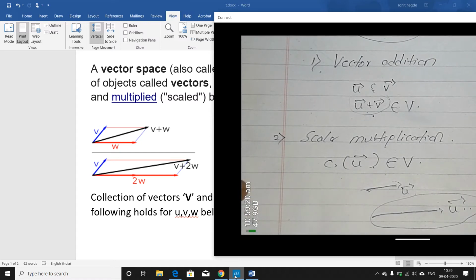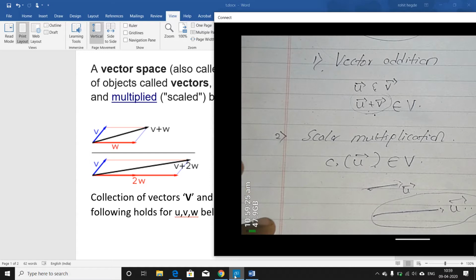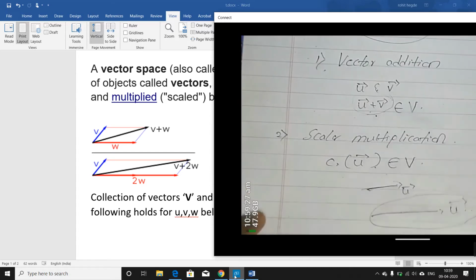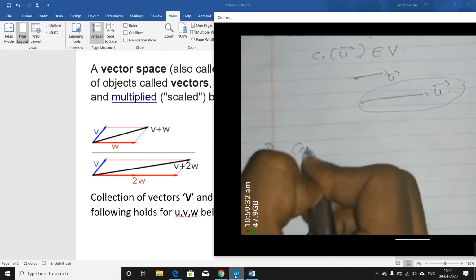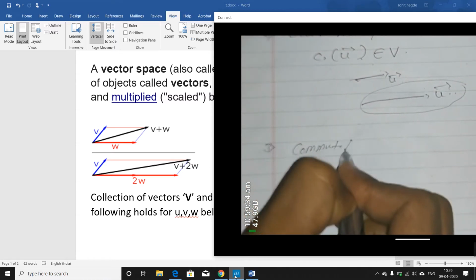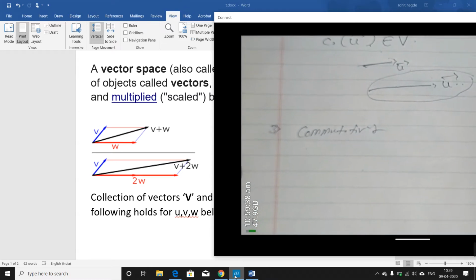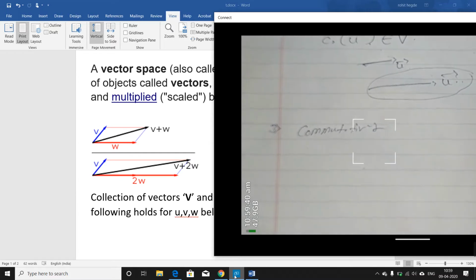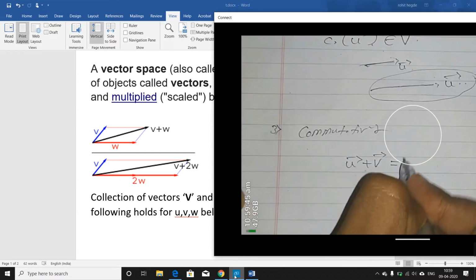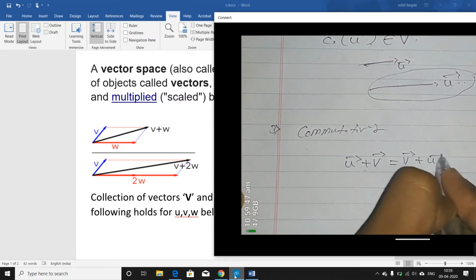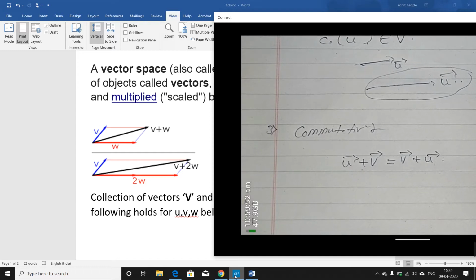Okay, then we have something called commutativity. I think you know that. If we have two vectors, then if we add those two vectors, u vector plus v vector, that's equal to v vector plus u vector. That's it, commutativity.